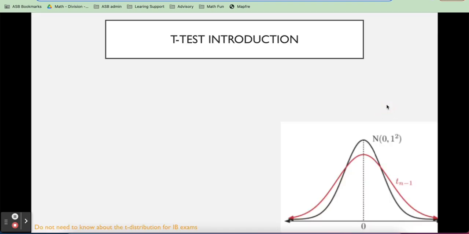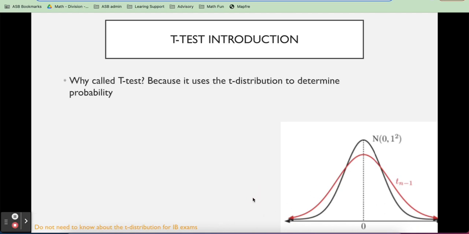Okay, this is the t-distribution in red. Notice that it's very similar to a normal distribution. Now, in the IB, you do not need to know about this t-distribution. I just like to explain it if ever it helps for your general understanding. And that's also the reason why we call it a t-test in the first place, because we're using a t-distribution.